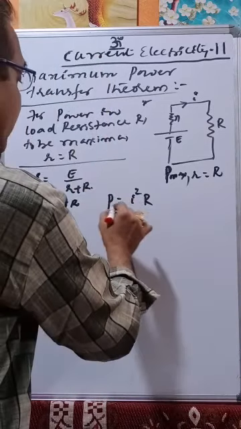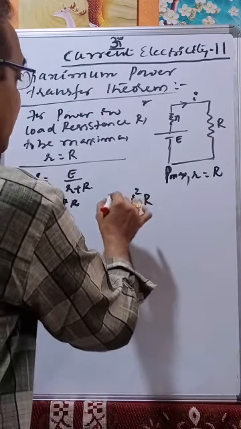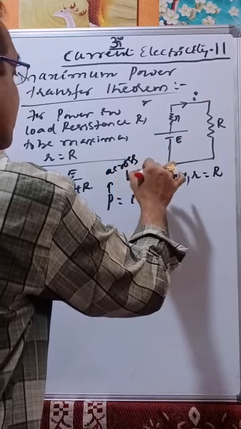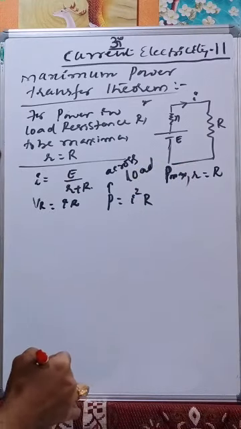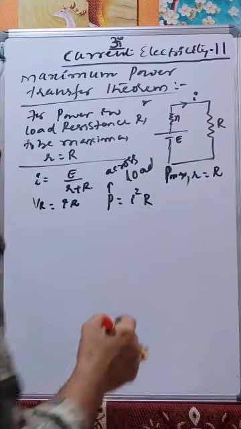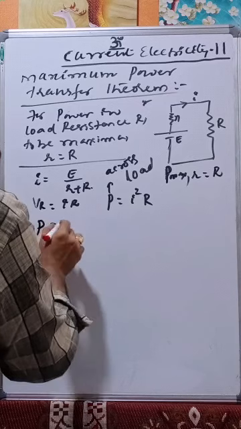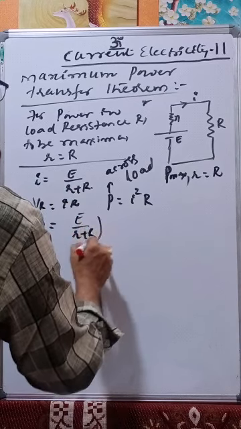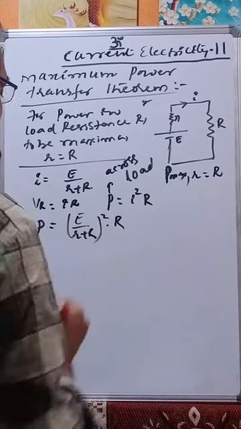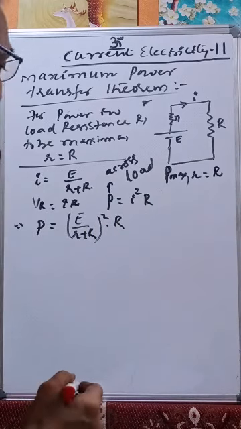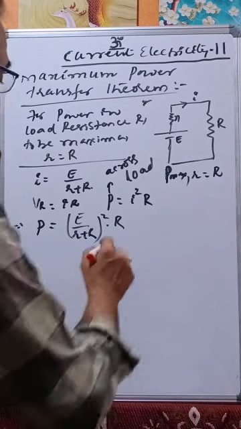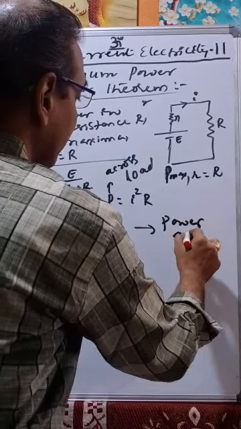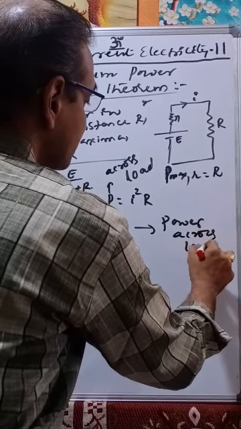Power across the load, what is this? What is P? P across the load is equal to I square R. Now this implies P is equal to I square, that is (E by R plus r) whole square, into R. P is equal to (E by R plus r) whole square into R. This is the power across load resistance R.